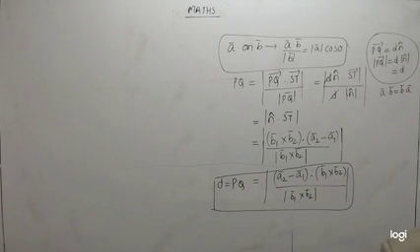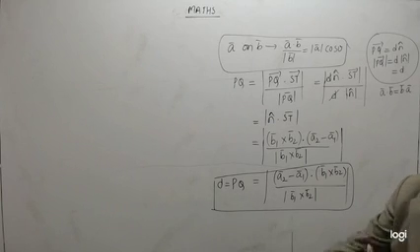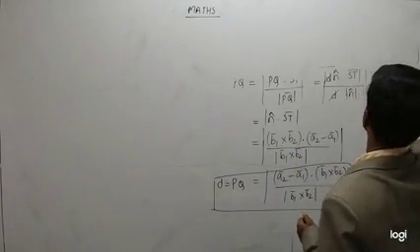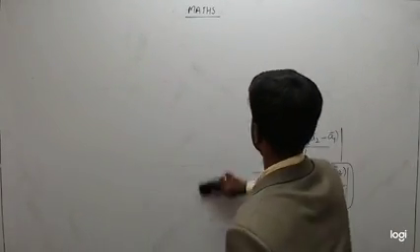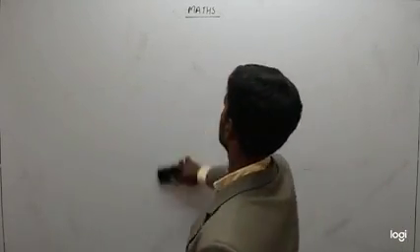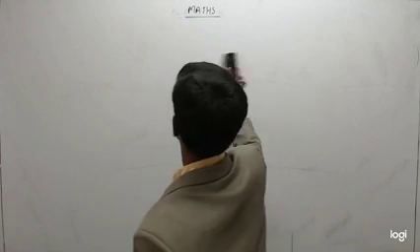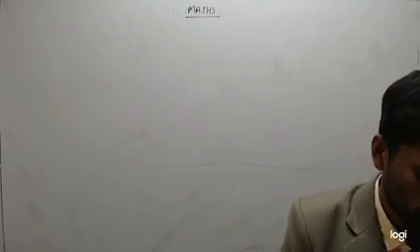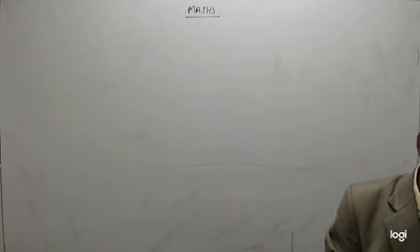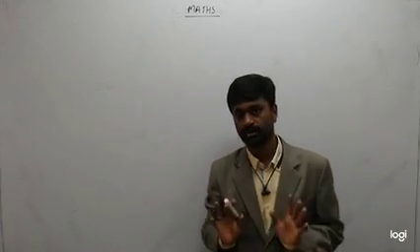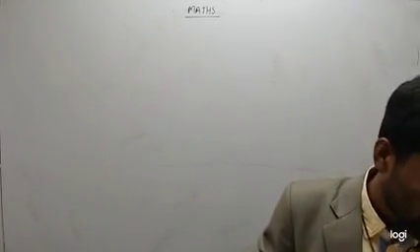So now look at the problems. Look at the problem. Very important problems. Find the shortest distance between the lines, but they did not mention whether they are skew lines or parallel lines. So look at the problem.